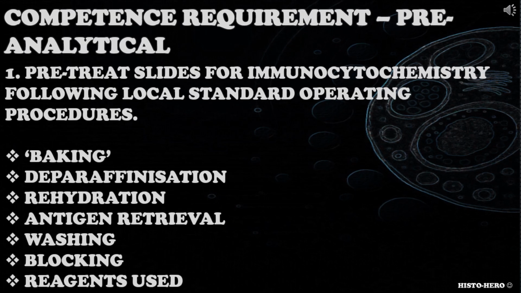Pre-analytical competence requirement is basically a combination of knowledge, skills, and experience one needs to perform a job to a satisfactory standard. So for you to be a Band 6 in cellular pathology, those are the pre-analytical competence requirements you need to meet. The first pre-analytical competence requirement is for you to be able to pre-treat slides for immunocytochemistry following local SOPs.